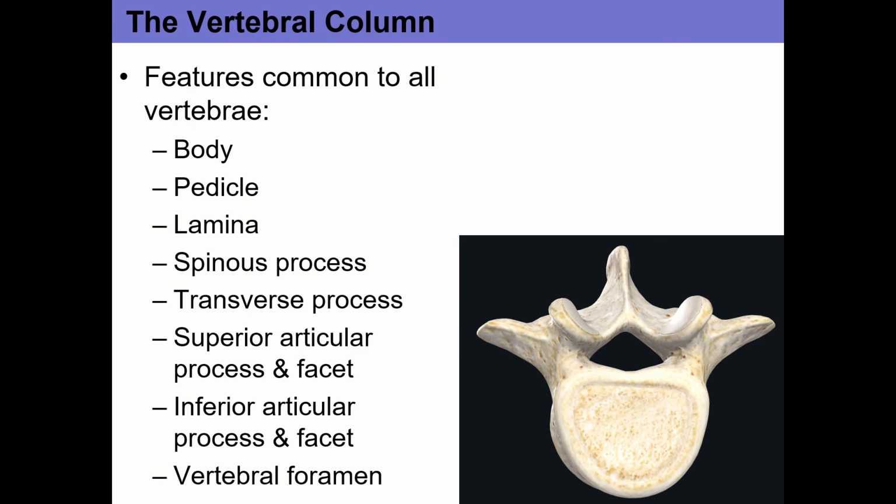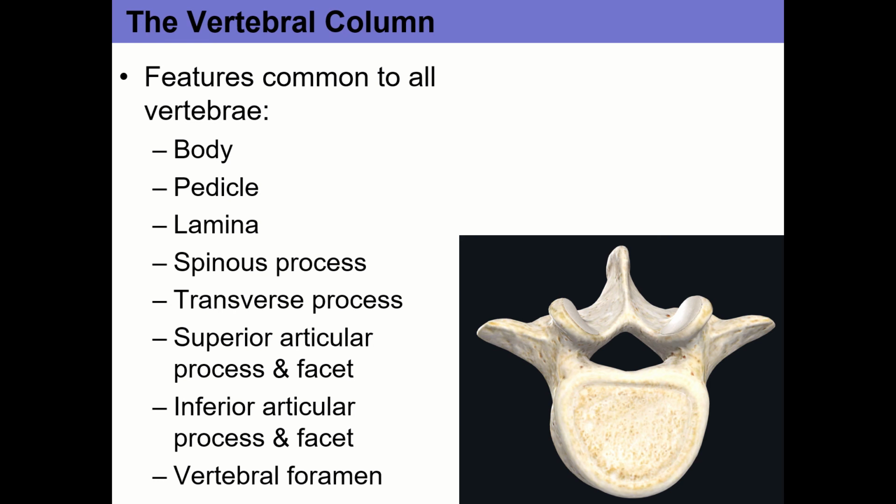So, in terms of features common to all vertebrae. Remember, a vertebra is a bone of the spine, so they have more in common than they have different. What you're looking at here is a lumbar vertebra, a low back vertebra, from the top. So it's a superior view of a lumbar vertebra.